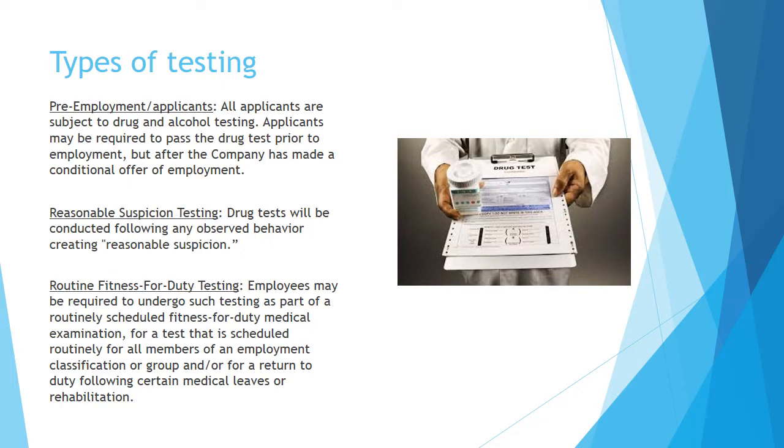Reasonable suspicion testing. Drug tests will be conducted following any observed behavior creating reasonable suspicion. Routine fitness for duty testing. Employees may be required to undergo such testing as part of a routinely scheduled fitness for duty medical examination, for a test that is scheduled routinely for all members of an employment classification or group, and/or for a return to duty following certain medical leaves or rehabilitation.